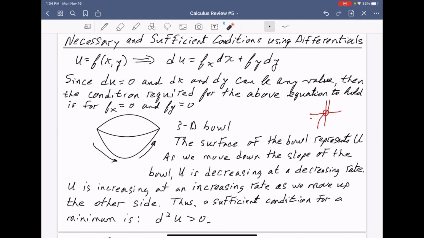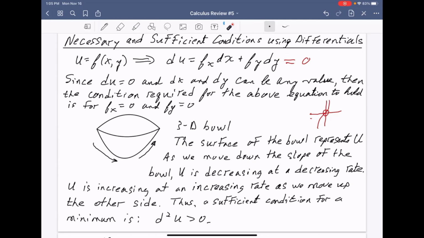Since du has to equal 0, and dx and dy can be any value, then the condition required for the above equation to hold is for f of x equals 0. If this is 0 and this is 0, then that condition will hold.